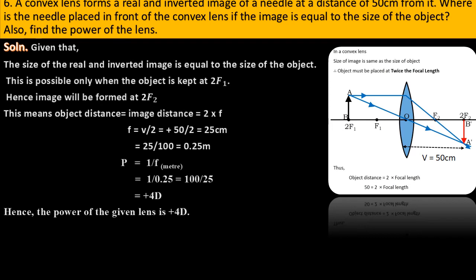Now let us find power. Power is 1 by f, that is 1 by focal length in meters, 0.25. By multiplying by 100 in the numerator and the denominator, we get 100 by 25. So our power is plus 4 dioptre. So children, the power of the given lens is plus 4 D.